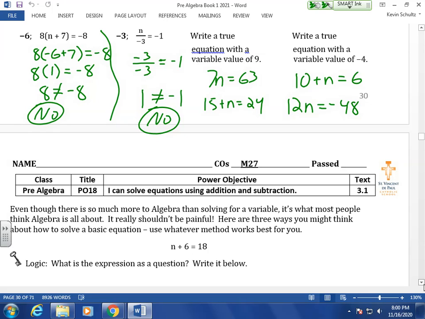Otherwise, just maybe ask a neighbor, hey, if you plug in negative 4 to this, does it work? If you plug in 9 for this, does it work? Okay, and hopefully they say yes.